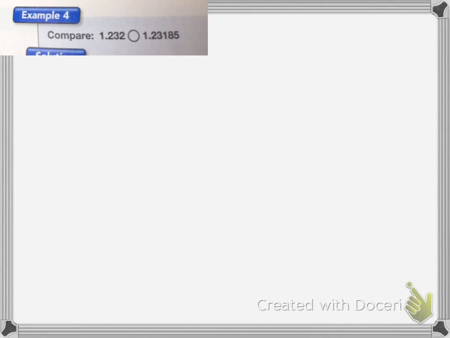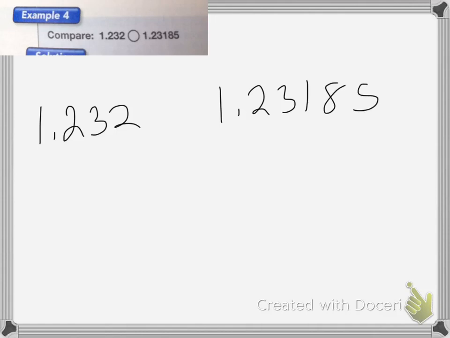Okay, here I need to compare these two numbers. So I have 1.232 and 1.23185. Again, I'm going to look at the place values. So 1, that's the same. 2 is the same. 3 is the same. Then a 2 and a 1. So 2 is bigger than 1, so that means that 1.232 is greater than 1.23185. Even though there are more numbers here at the end, 2 is still bigger than 1.